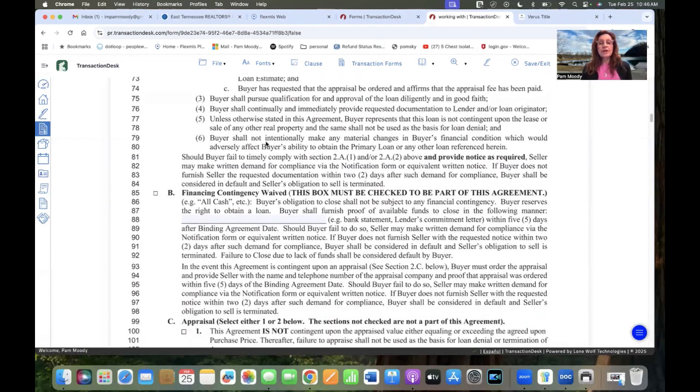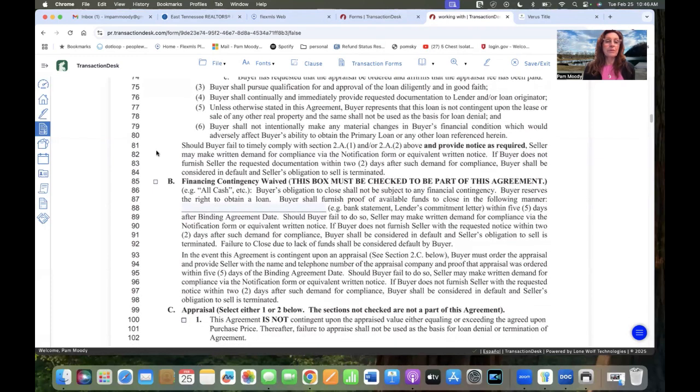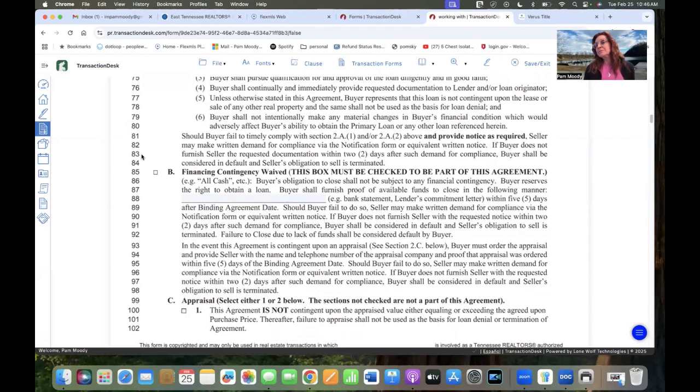And buyer shall not intentionally make any material changes in their financial condition, which would adversely affect buyer's ability to obtain the primary loan. That means don't run out and buy a car, intentionally changing something so now you don't qualify, because then that's going to affect your earnest money, which we will discuss further down in this document.